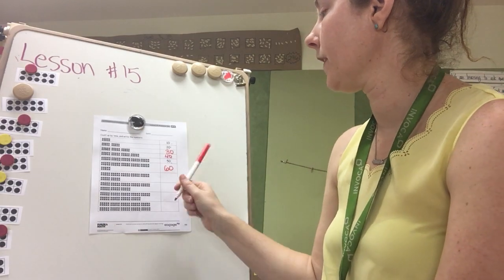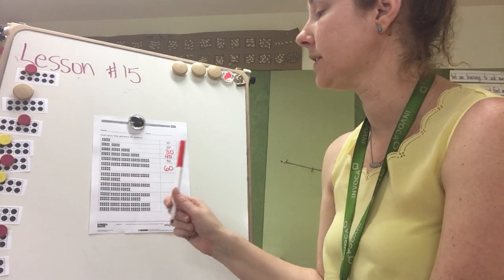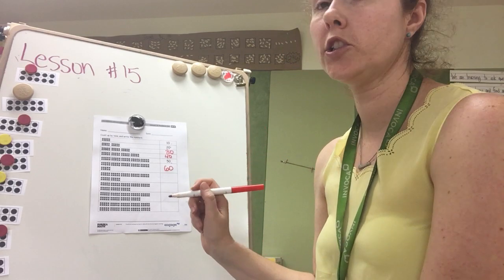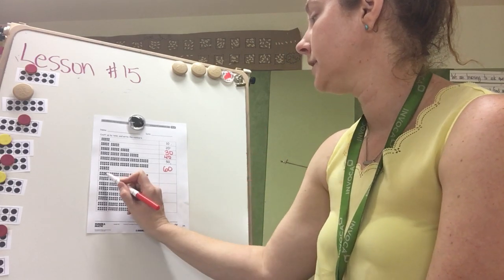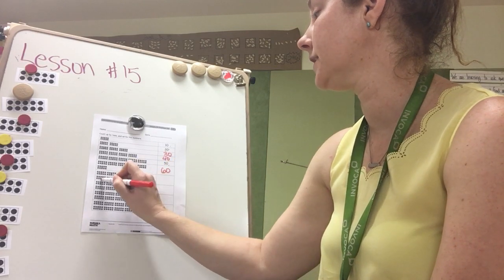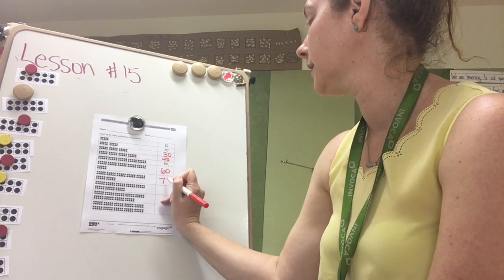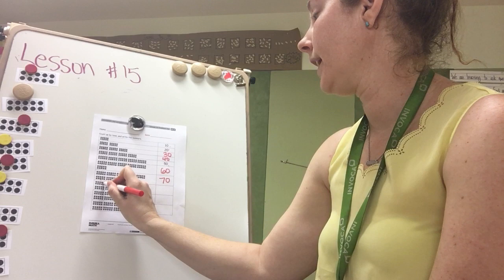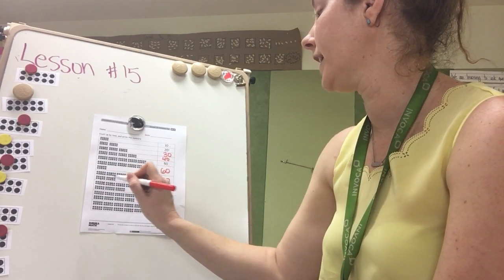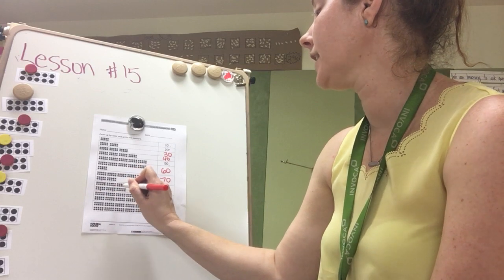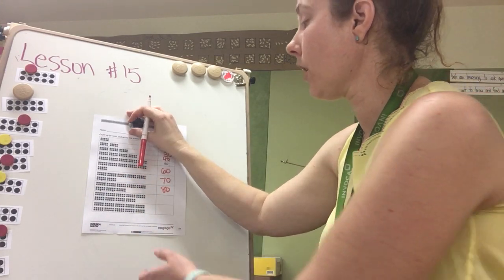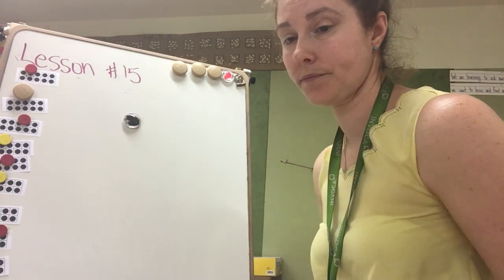Then keep going for the next one. Count the ten frames. You can count by tens like I was, or you could switch to the Say Ten way, right? 1 ten, 2 tens, 3 tens, 4 tens, 5 tens, 6 tens, 7 tens, 8 tens. Finish the last couple on your own.